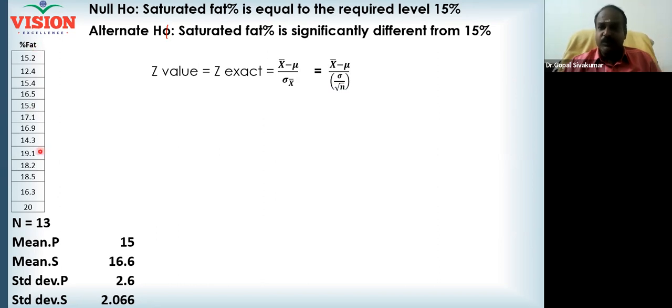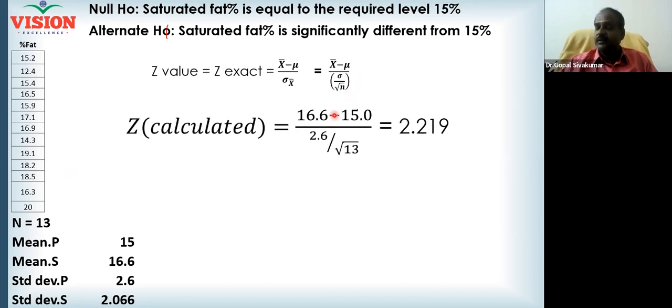So only one subgroup, but I use the relationship to overcome the challenge created in the environment. My company doesn't like me studying too much, so I limit my study to one subgroup, but still I want to be perfect. I should achieve a 95% confidence level. So I go for sigma by root of n. Now everything is clear. Calculate the Z score: 16.6 minus 15.0 is 2.6, divided by root of 13, gives 2.219.